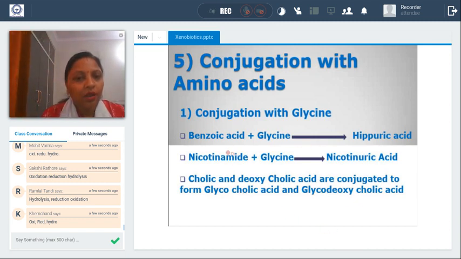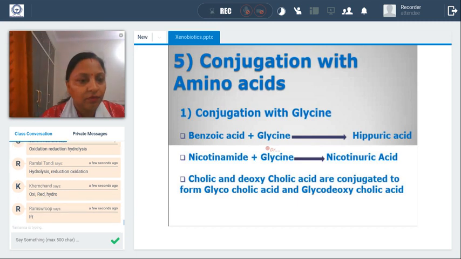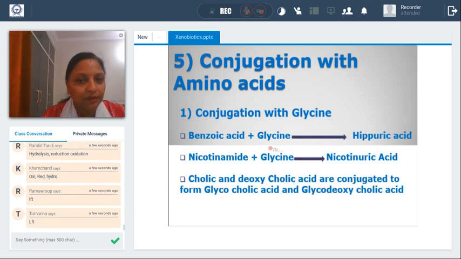So, benzoic acid plus glycine, which we have studied, please write in the box, benzoic acid plus glycine. Yes, in LFTs. What is this glycocholic acid? Please write in the box, glycocholic acid. Please write in the box.